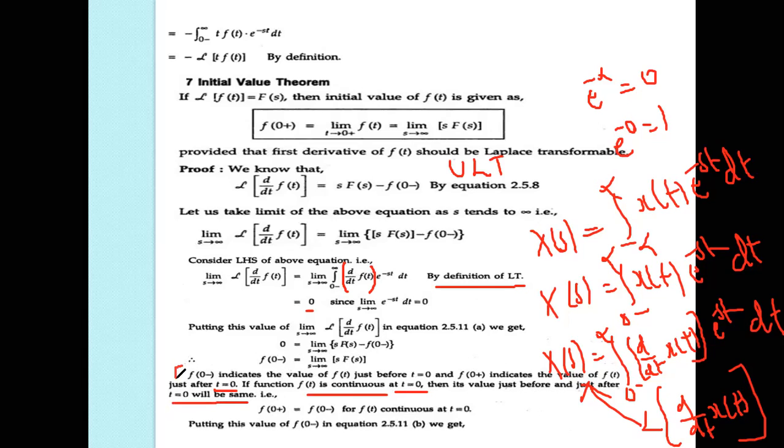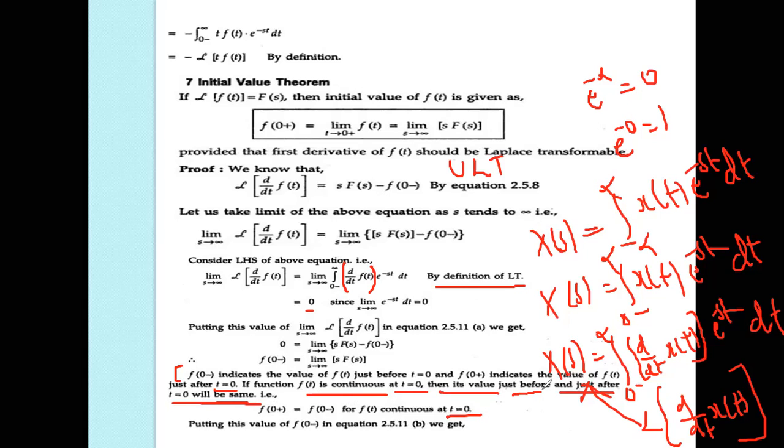Okay, my dear students, remember this one: f of 0 minus indicates the value of f of t just before t is equal to 0, and f of 0 plus indicates the value of f of t just after t is equal to 0. If the function f of t is continuous at t is equal to 0, then its value just before and just after t is equal to 0 will be the same. So both are equal: f of 0 plus is equal to f of 0 minus for f of t continuous at t is equal to 0. Okay.